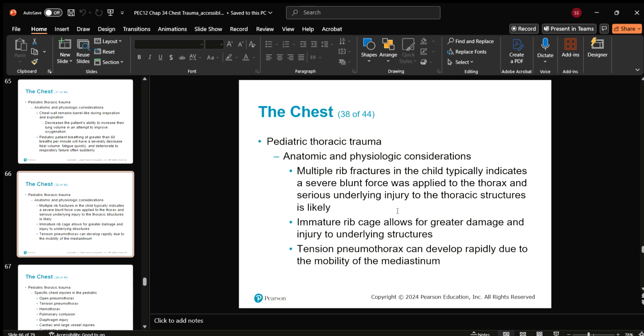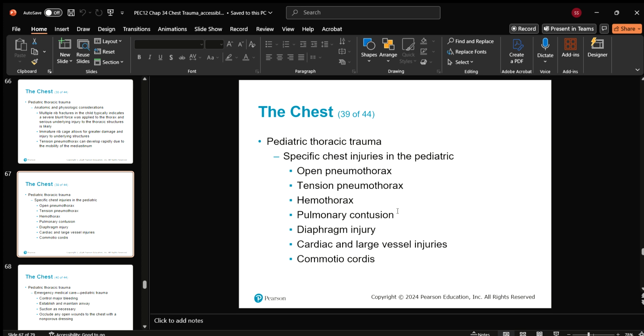So multiple rib fractures can indicate severe blunt force trauma, and even though it's not mentioned here, that may be something to keep in the back of your mind about alerting CPS, if the mechanism of injury doesn't match what's going on. If they're involved in a car accident and they have broken ribs, that makes sense. If he says that he tripped and fell off his bike and he has multiple rib fractures, maybe something to look into.